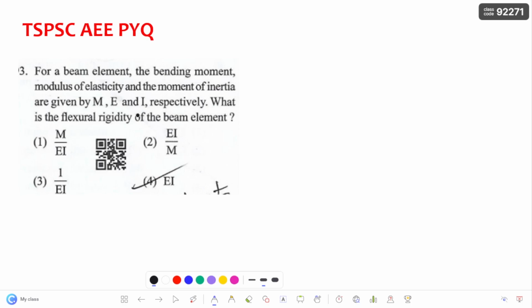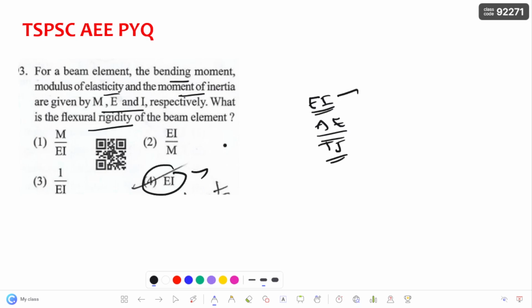And this is also the same type of question. You can see for a beam element, the bending moment, modulus of elasticity, moment of inertia, all these are given. What is the flexural rigidity? Flexural rigidity is nothing but EI. Axial rigidity is nothing but AE. And torsional rigidity is nothing but GJ. Remember these terms. Here the option is C. You can see this is the option.